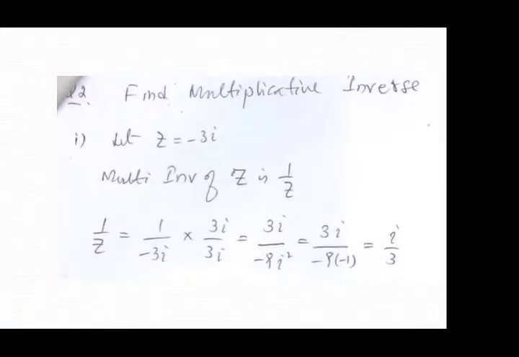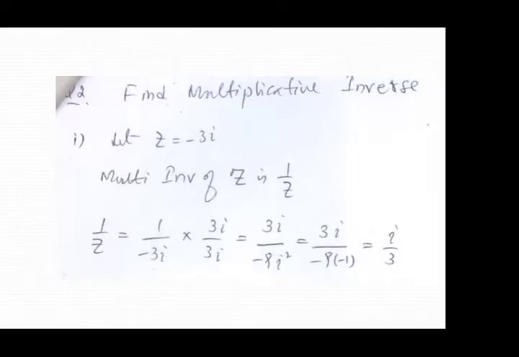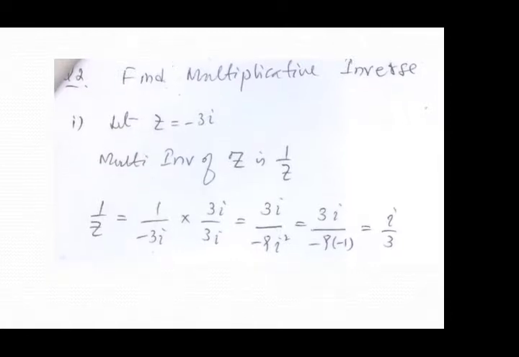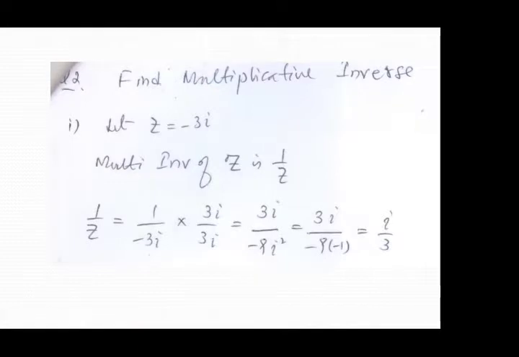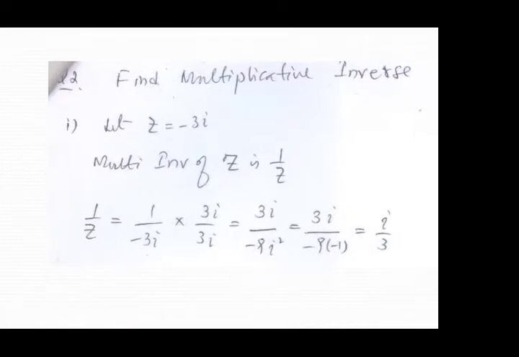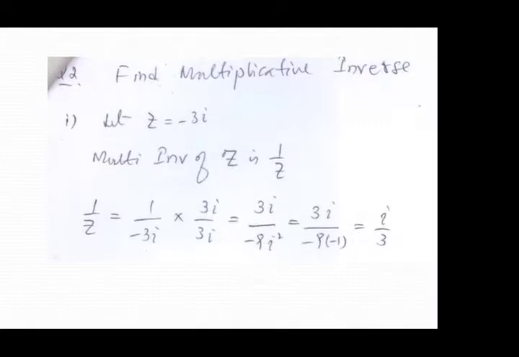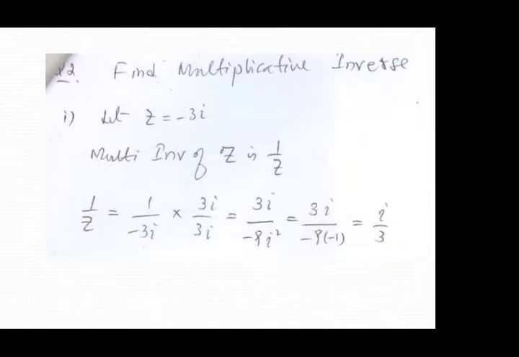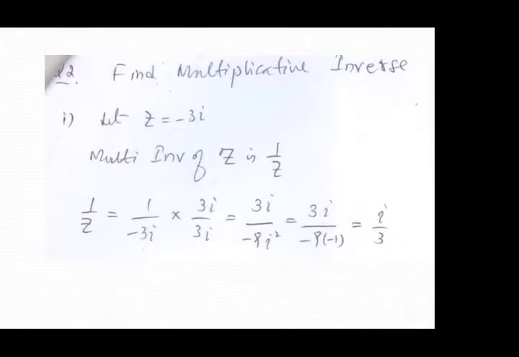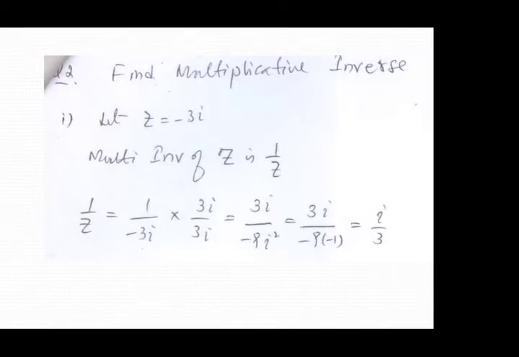Same question as exercise 1.2, multiplicative inverse. Every number has its multiplicative inverse except 0. The multiplicative inverse of z is 1 over z, and then we rationalize it. We rationalize with the conjugate, change the sign of the imaginary part, and then simplify it.